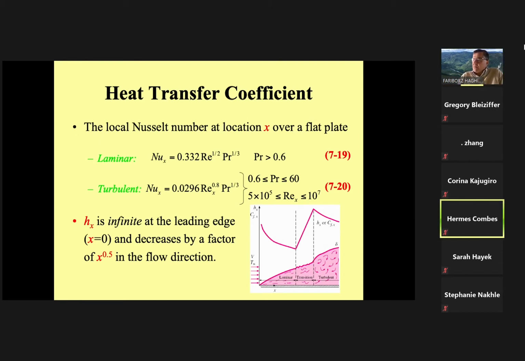If you are working for a company and you're responsible, then you have to go to the library because there is a 10-book handbook of heat transfer and you have a variety of correlations. This will just give you one example.